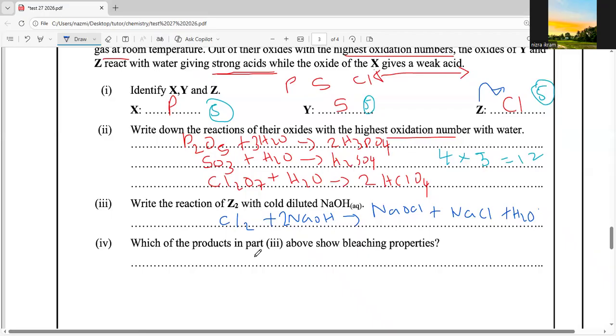Which of the products in part 3 above show bleaching property? Now, you know OCl minus in NaOCl can show bleaching property. Okay, NaOCl. But now bleaching properties are removed from the syllabus. Old papers, like before 2021, you had to know about the elements' bleaching properties. But now you no need to know that.